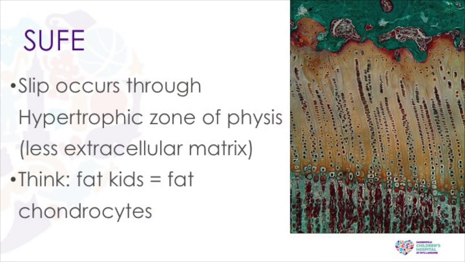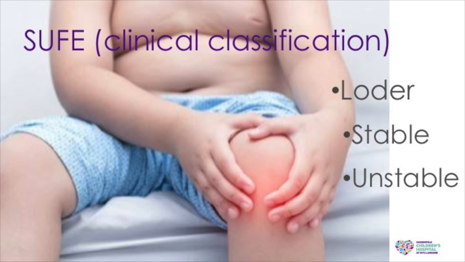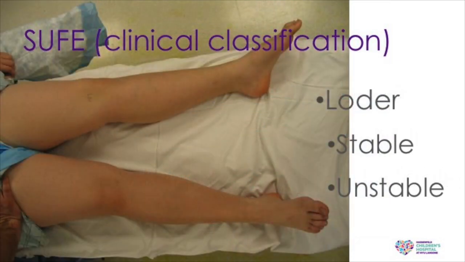The slip typically occurs through the hypertrophic zone of the physis, where there is less extracellular matrix and collagen. Clinical presentation of slipped upper femoral epiphysis typically begins with pain around the distal aspect of the thigh or the knee. Clinically, slipped upper femoral epiphysis has been classified by Loder into stable, where the patient is able to ambulate even if it is with crutches, and unstable, where the patient has so much pain that they are basically bedridden.